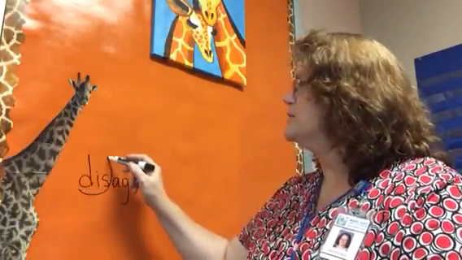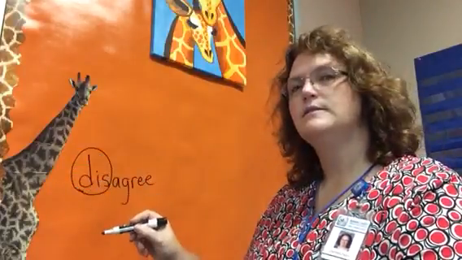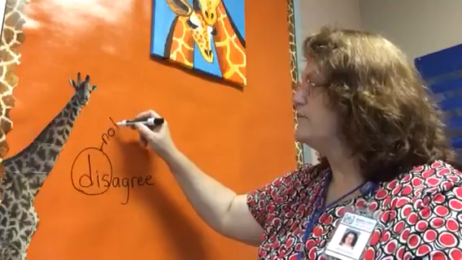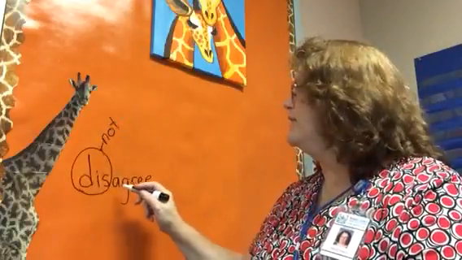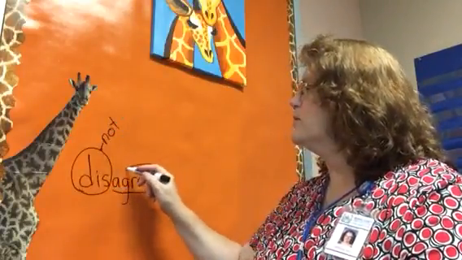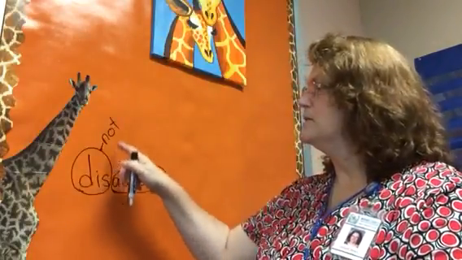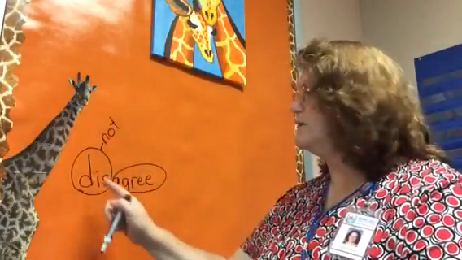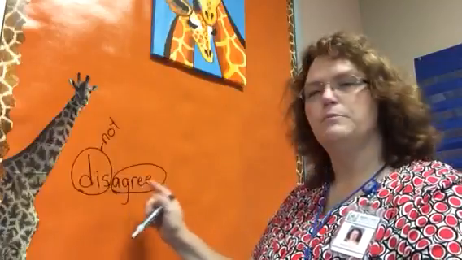I'm going to break it into the prefix dis. That prefix, if you remember from last year, means not. And then this whole word I know is agree. So this means not agree. So they don't agree. Disagree. So here, see how we can break that word apart and make it into something that we understand?